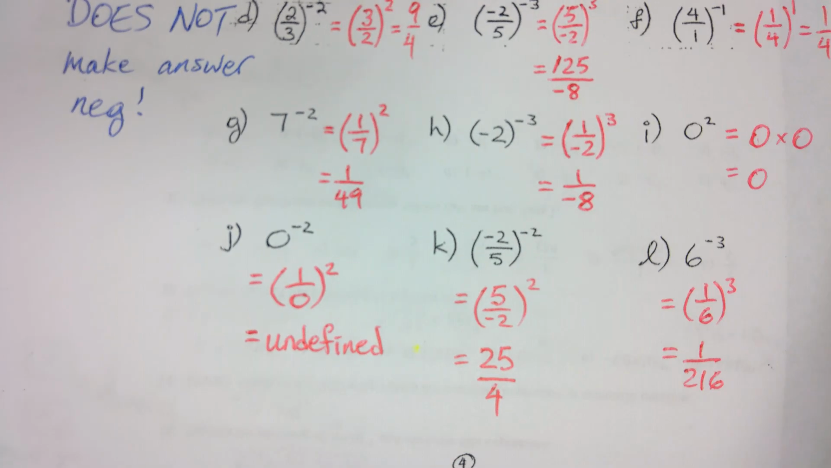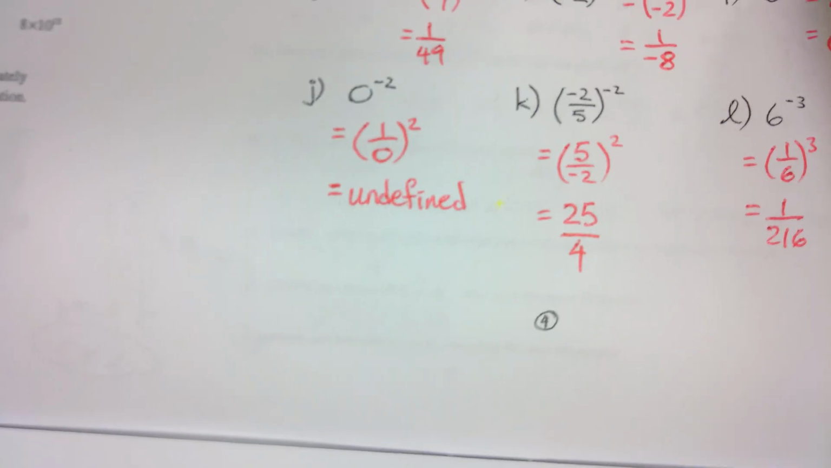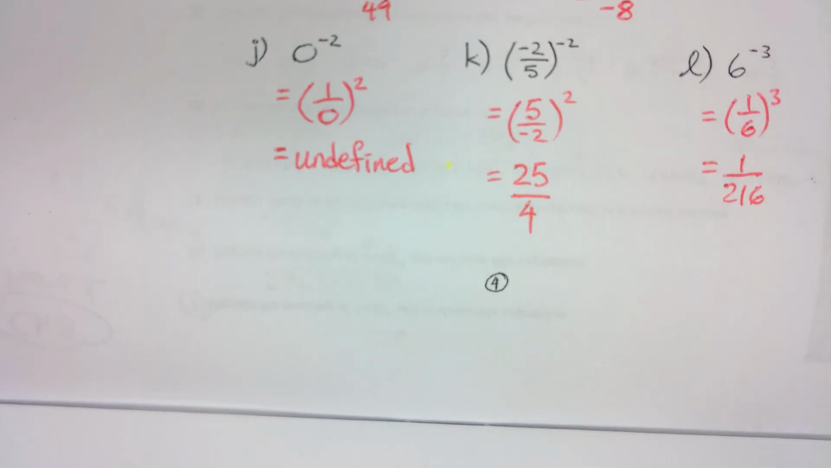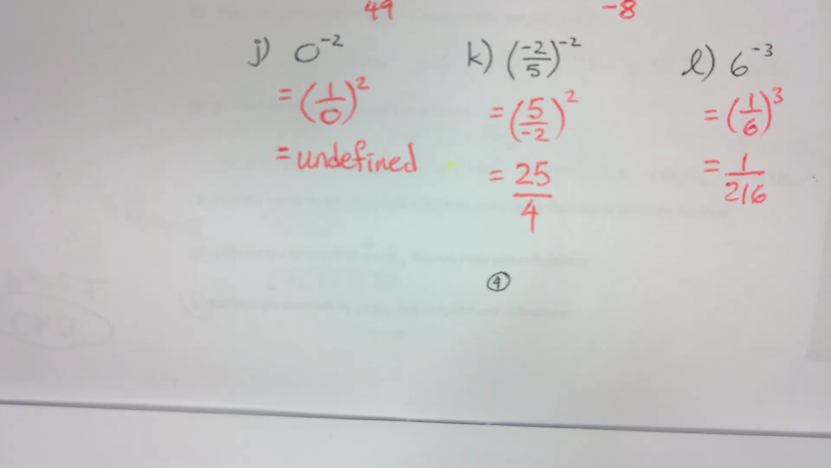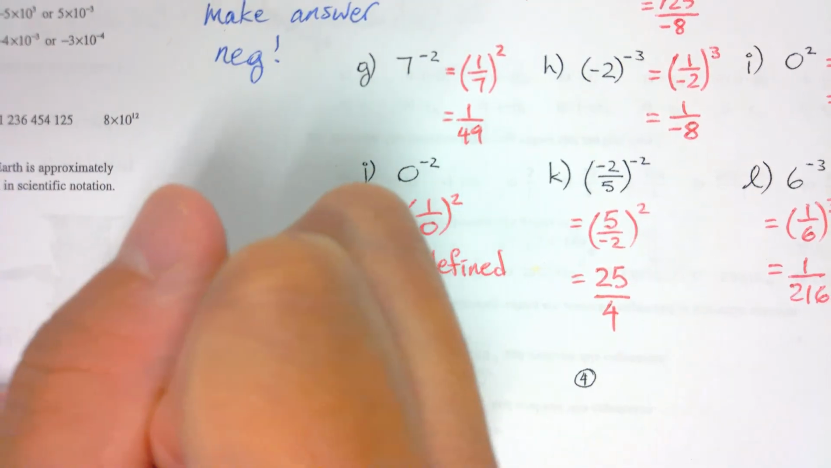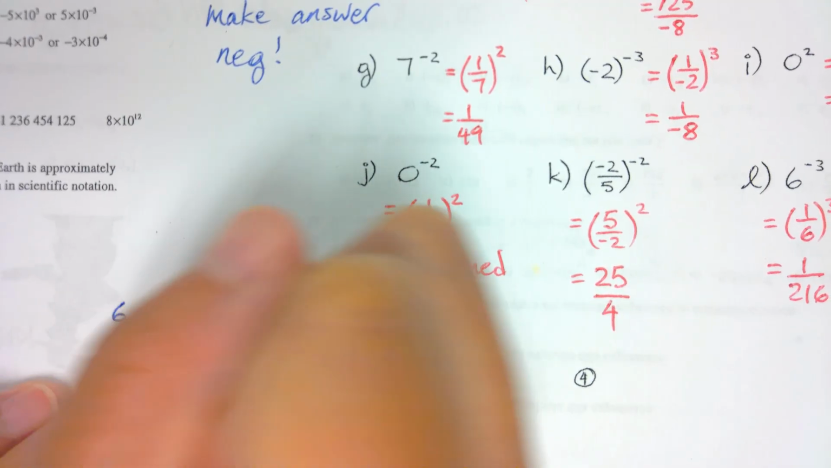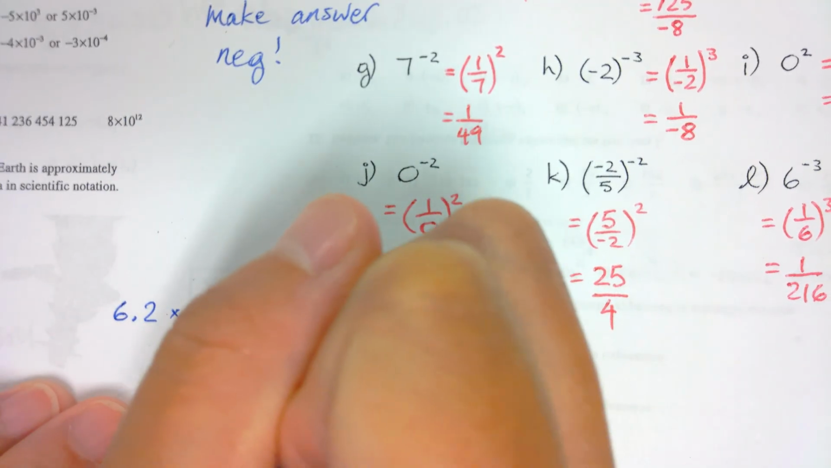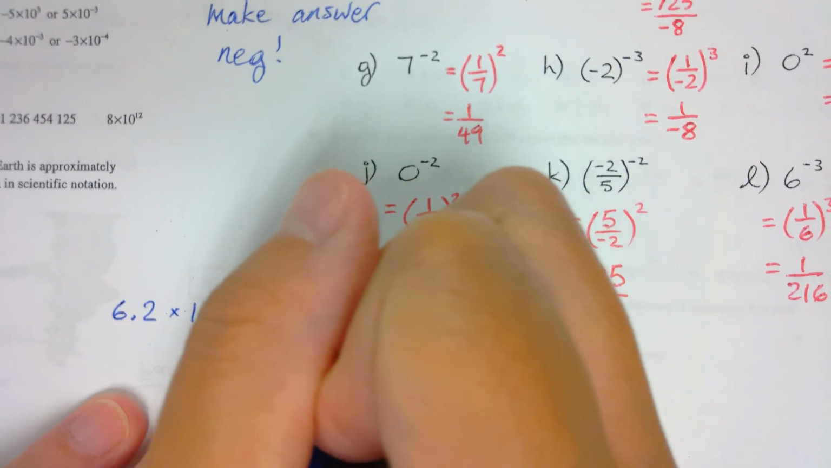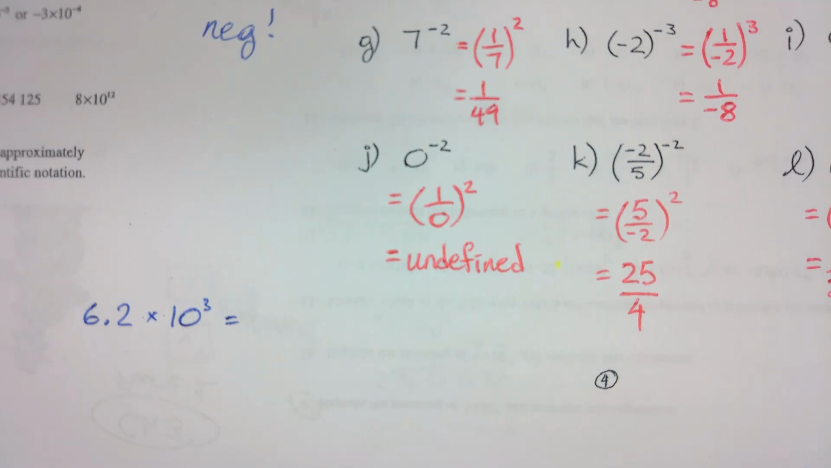Okay. Last part of the lesson is scientific notation. So now that you understand base and exponents, we have scientific notation. So for example, 6.2 times 10 to the 3. You guys learned about scientific notation before. You had an intro on these.